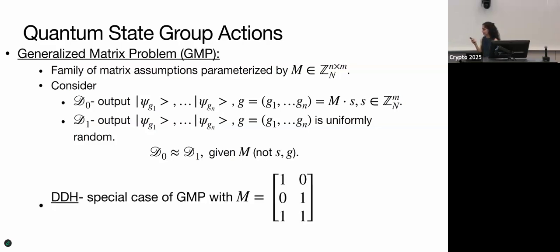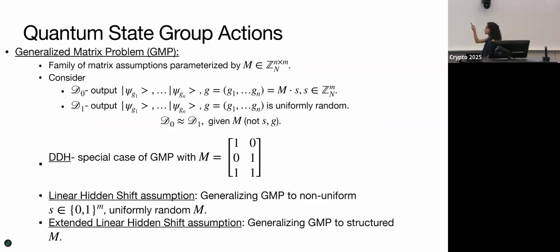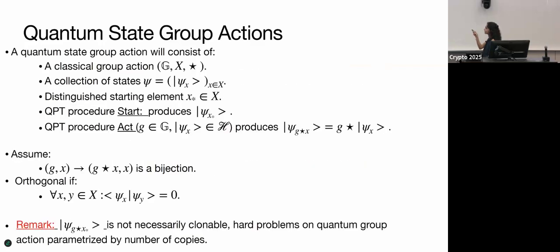And for more intuition, DDH is just a special case of the generalized matrix problem if you instantiate this problem with this specific matrix M. So if you take this matrix and you take two random elements, then you would get A, B, and A plus B, which is the first three cases in DDH.